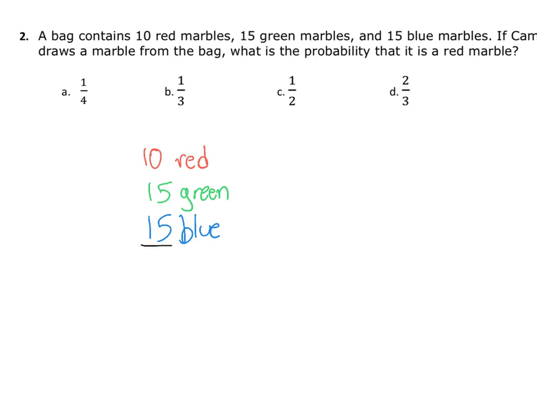So the first thing we have to do is find out how many total marbles we have. So we have 15 and 15, that gives us 30. 30 and 10 is 40 total. So since we have 40, that is our bottom number in our fraction. When we are looking for probability, we need to have a fraction.